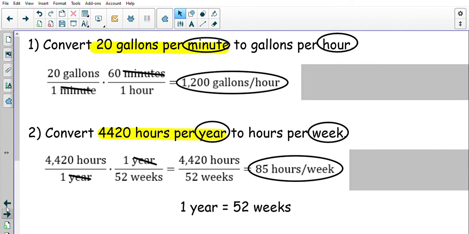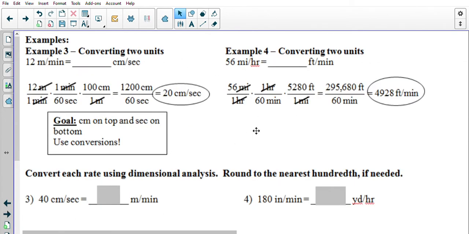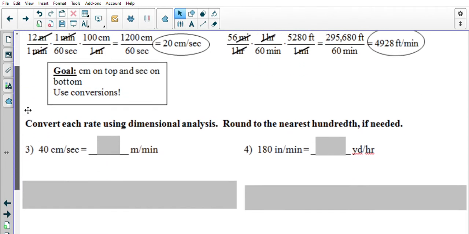Now, the next thing we're going to talk about is converting more than 1 unit of measure. So instead of just having 2 fractions, we're actually going to have 3 of those. So in example 3, we're converting meters to centimeters and minutes to seconds. So we're actually making 2 different conversions. Now, these are not written as word problems.